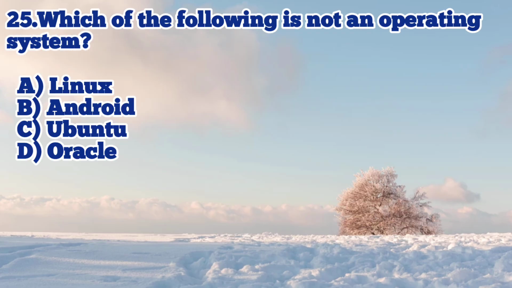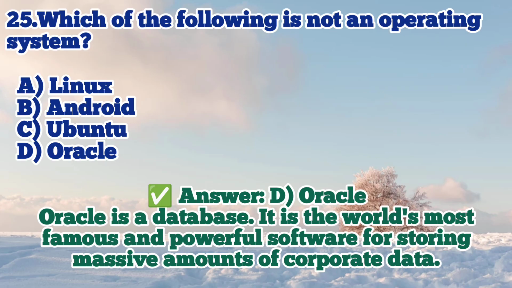Which of the following is not an operating system? The answer is Oracle. Oracle is a database. It is the world's most famous and powerful software for storing massive amounts of corporate data.